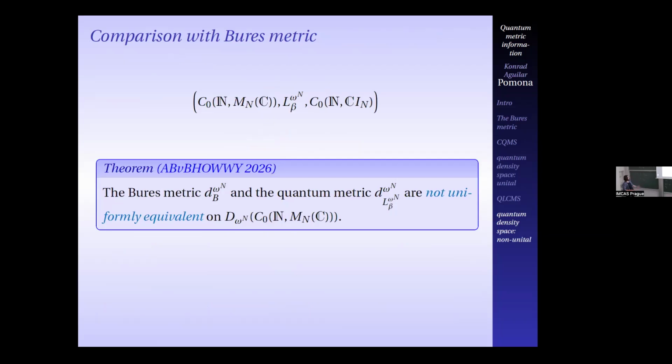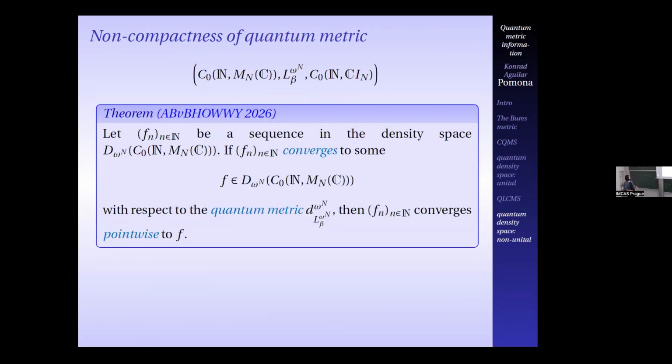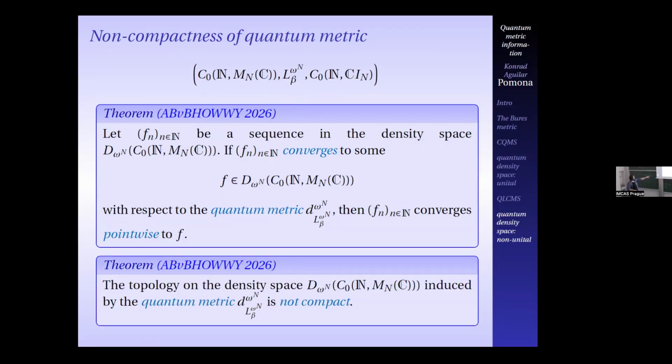In this case, we get that the Bures metric and the quantum metric are not uniformly equivalent. Again, we have no example at the moment of non-topologically equivalent; we still don't know about that, but at least we get this. And remember, we had this Heine-Borel theorem for the Bures metric. Again, we have no hope at this moment of getting a Heine-Borel theorem for the quantum metric, but at least in this case, I'll show the result here.